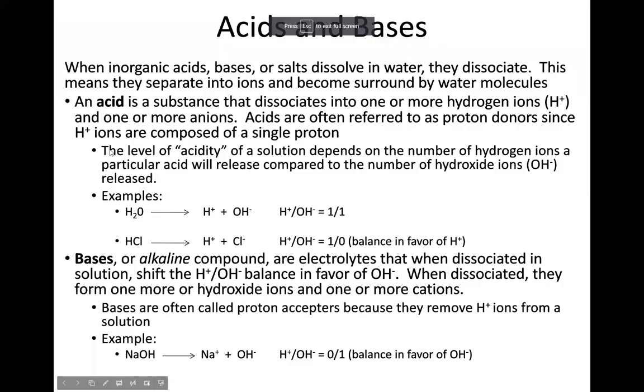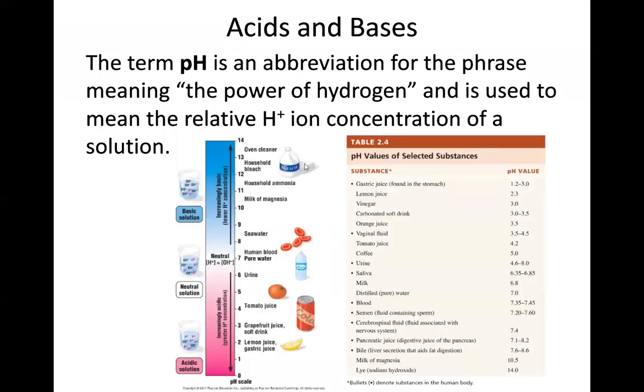Okay, so we said that acids are proton donors. Bases are often called proton acceptors because they remove those hydrogen ions from a solution. So they accept them, they pull them away. Okay. Now, I'm not going to ask you on the exam to do the dissociation stuff and figure out the relationship or ratio of hydrogen ions to hydroxides. What I'm going to ask you to know, though, is a value on the pH scale, or know what the pH scale means and be able to read it and tell me if you're dealing with an acid, a base, or something that's neutral.